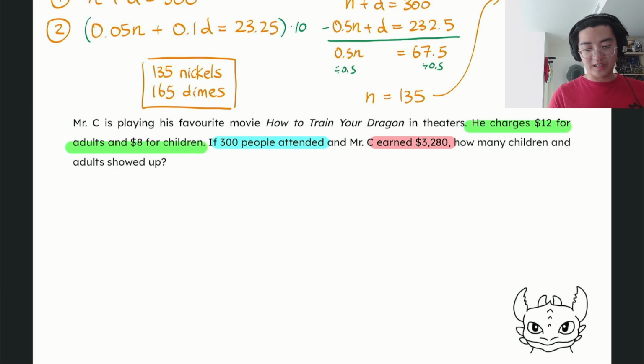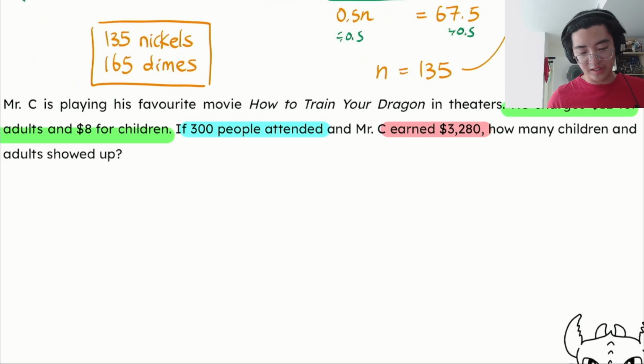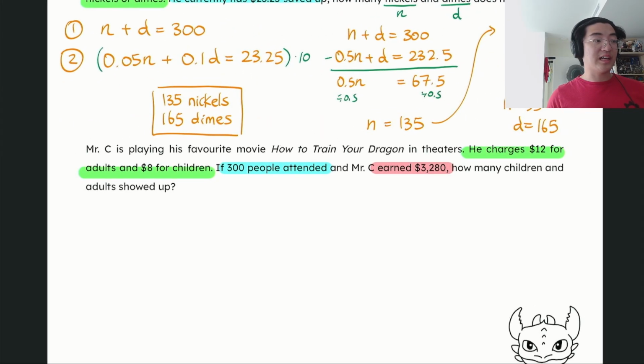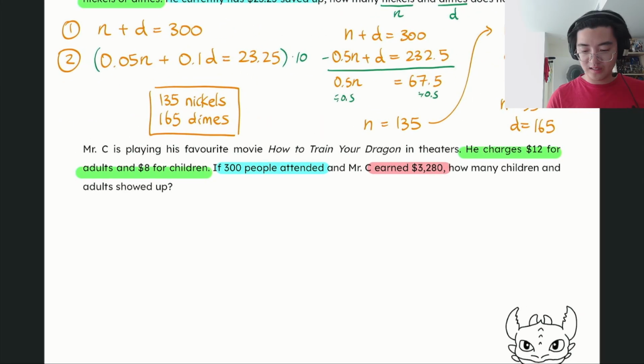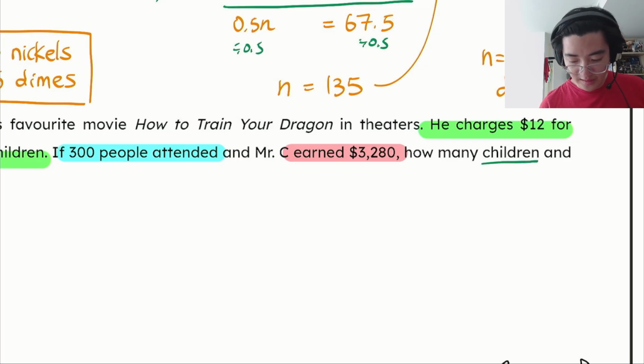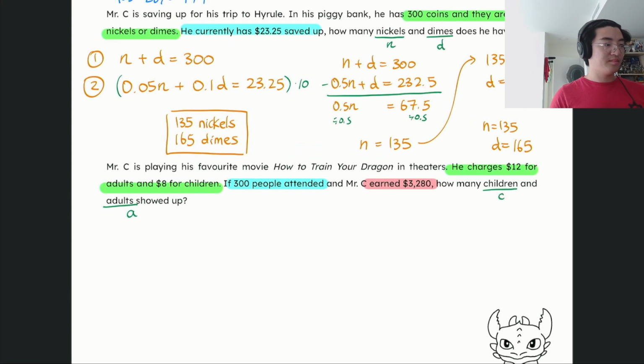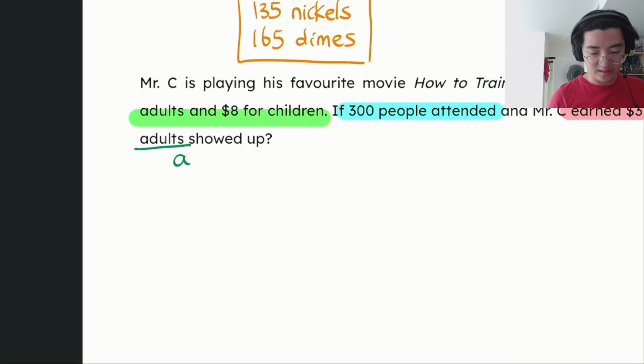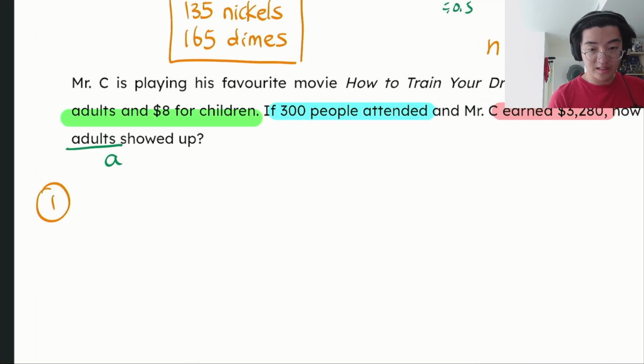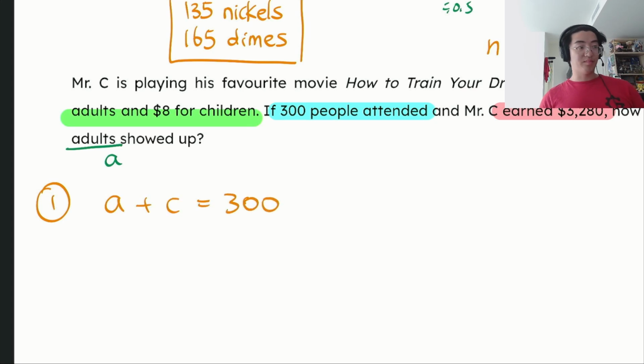So we got a few pieces of information here. Now the question is asking how many children and adults showed up. So that's what we're trying to find: number of children, number of adults. So let's fill out variables. Let's say children is C, adults is A. Okay, so we know that, again, 300 people attended. So our first equation is similar to the last one. It's just number of adults plus number of children is 300. Okay, that's it.